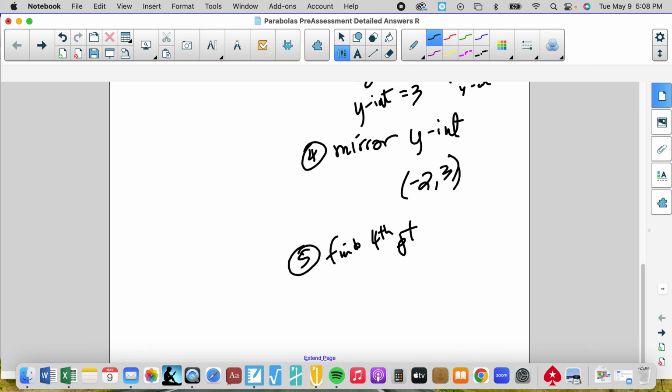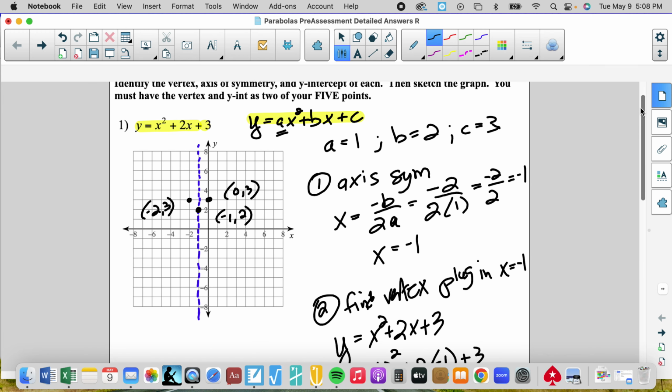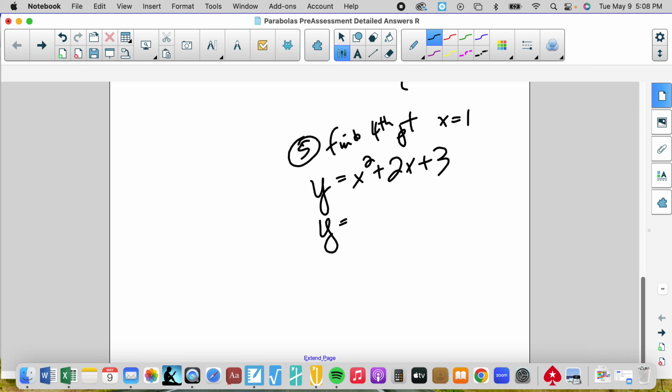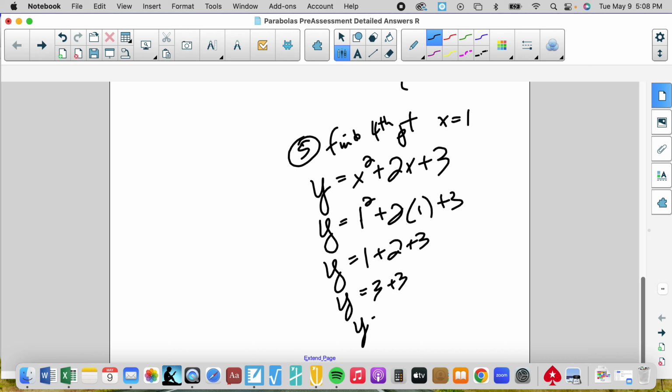I have 3. I'm going to find the 4th. And I have to pick another x value. What x values have I used? -2, -1, and 0. So I'm going to use 1. I'm going to plug into the equation when x equals 1. So I'm going to plug in 1 squared plus 2 times 1 plus 3 gives me 1 plus 2 plus 3 gives me 3 plus 3 gives me 6. So when I plugged in 1, I got 6.